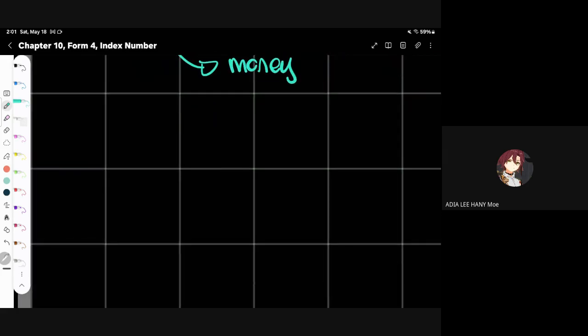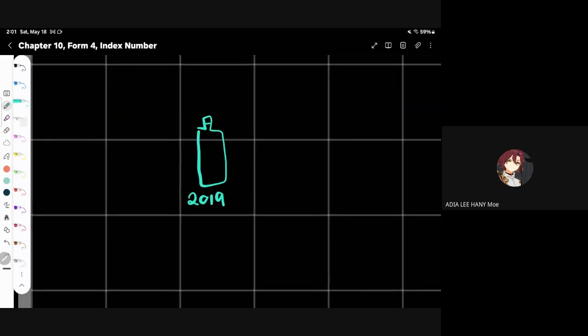For example, you have this bottle. This bottle in 2019 costs around, I don't know, RM1. And then nowadays, the mineral water in 2020 is around 1 to 2 ringgit. I'm just going to say 2 ringgit, right?